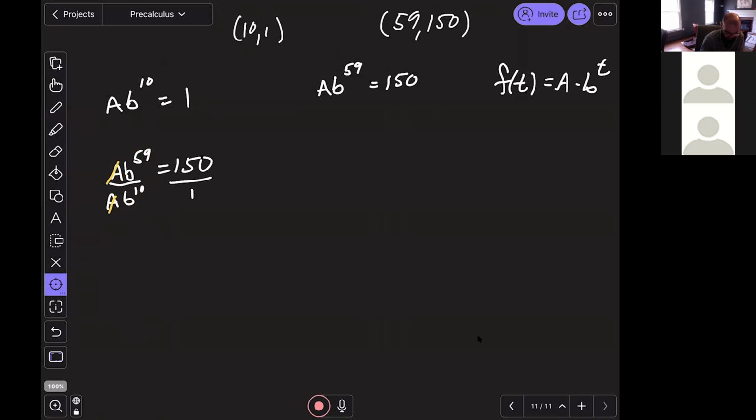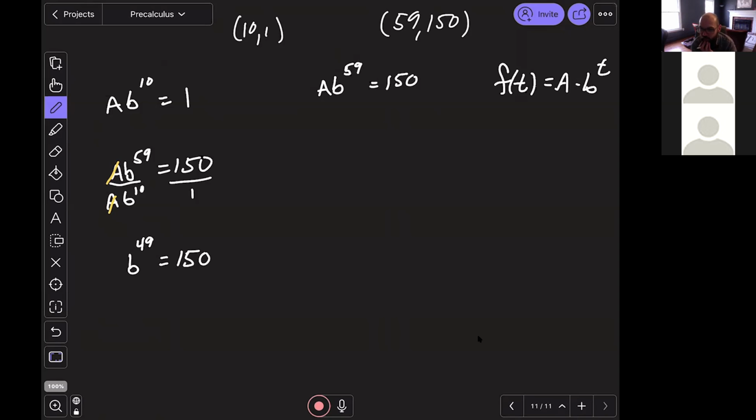B to the 49th. Yeah, right. So we're going to subtract them, right? So you get b to the 49 is equal to 150. All right. So any ideas on how to solve this equation? Take the 49th root of both sides. That's right. So you could take the 49th root of both sides.